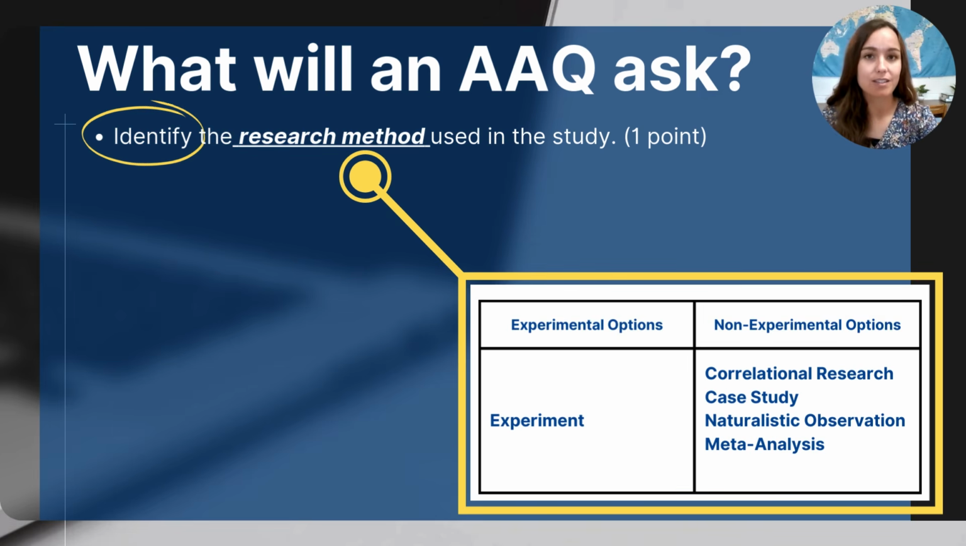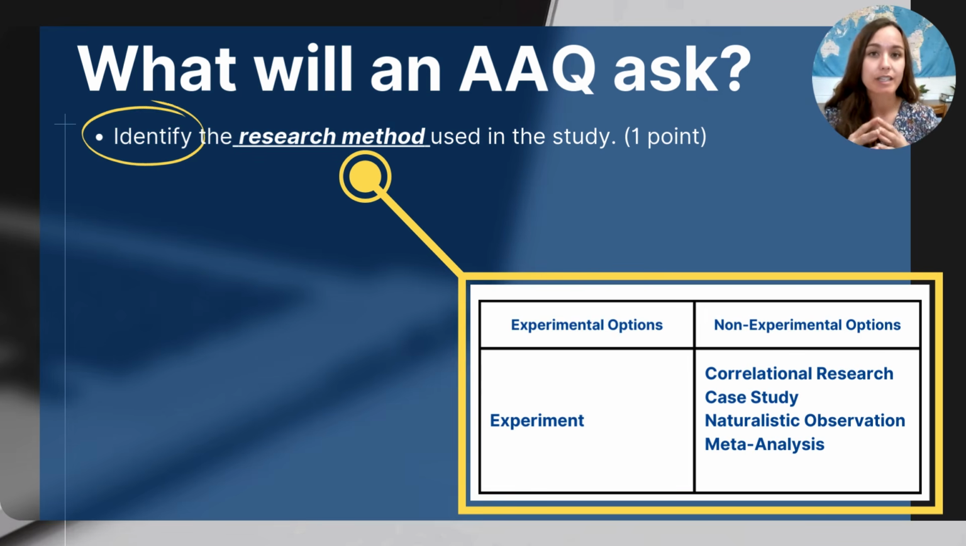First, you will be asked to identify the research method that's used in the study. So as you're reading, you should be looking for the characteristics that help you identify what type of research method this is. It could be an experiment. It could be a correlational research study, it could be a case study, it could be a naturalistic observation, or even a meta-analysis. And you should be looking for clues as you read to help you understand and identify what type of research method this particular study is using.